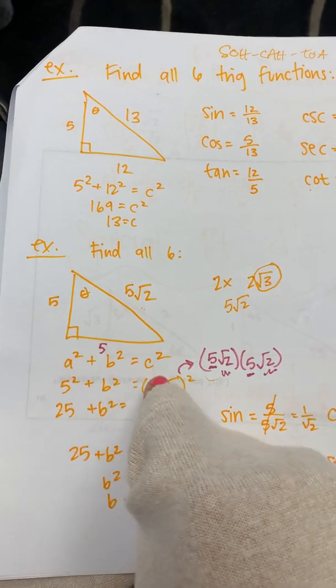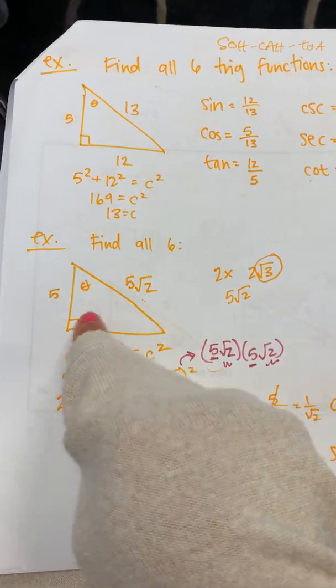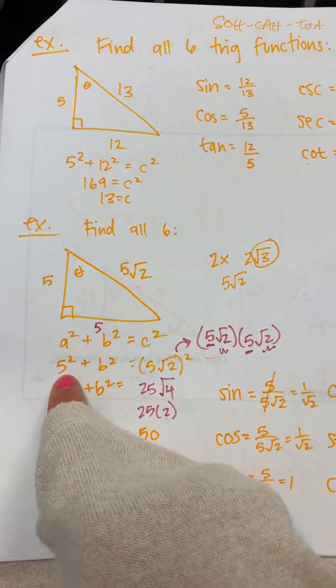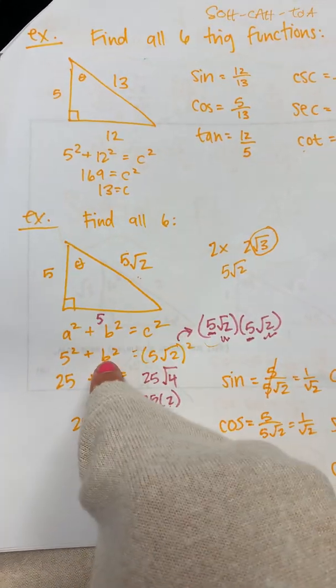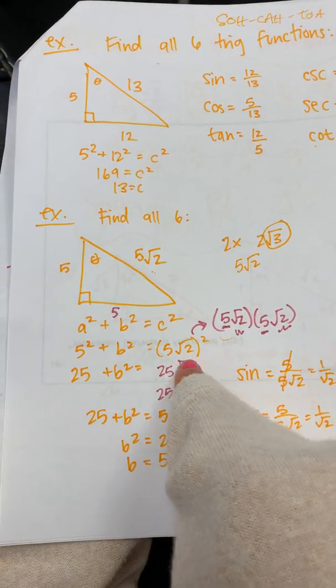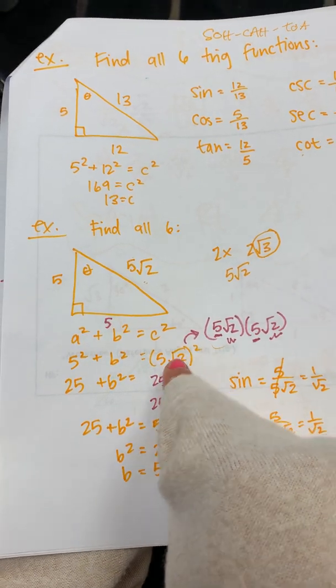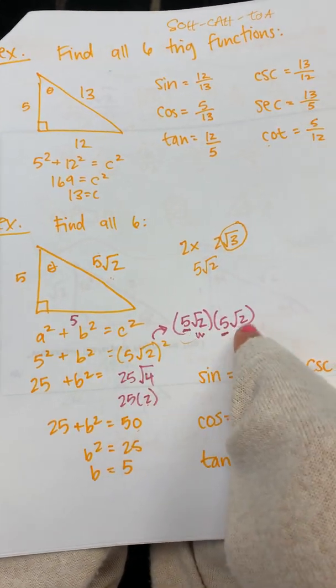So a squared plus b squared equals c squared is the Pythagorean theorem. We have this side, and this guy's the hypotenuse. 5√2 is the hypotenuse because it's across from the right angle. So we have one side plus, we're looking for this side, equals the hypotenuse squared. So 5 squared goes to 25, b squared stays the same. 5√2 squared is really 5√2 times 5√2.